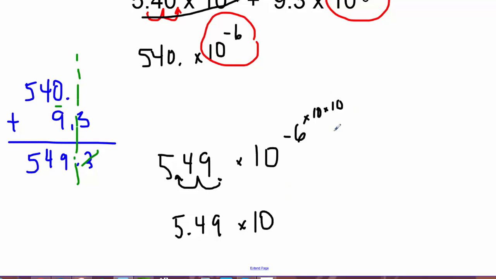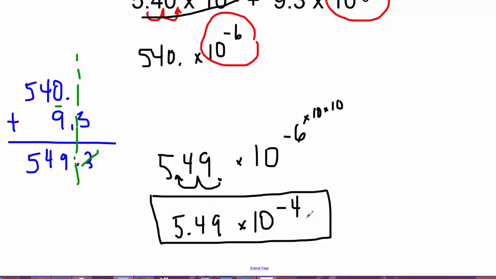So our answer is going to be negative 4. The first time we multiply by 10, we go from negative 6 to negative 5, and then we multiply by 10 again, and we have negative 5 to negative 4. Now our answer is written correctly in scientific notation. It does have the right number of sig figs.